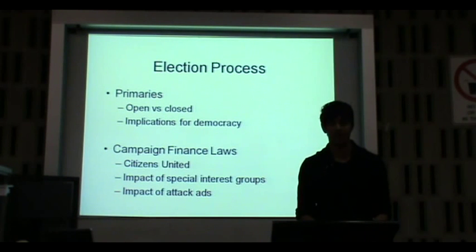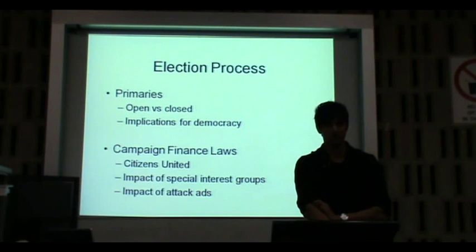Are primaries happening on a federal level? No. Okay, and when will they? What's the next big set of primaries we're talking about? Next year, isn't it? I don't know when next year, but yeah. Yeah. Okay, and what's it for? Who's entering into the primaries? Presidential candidates. Yes, in which party?